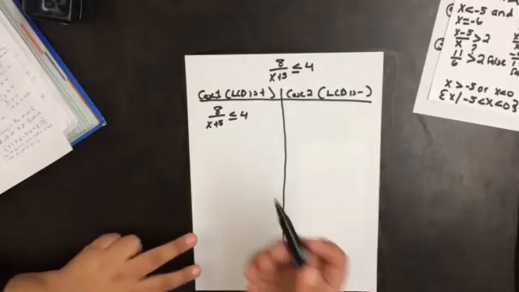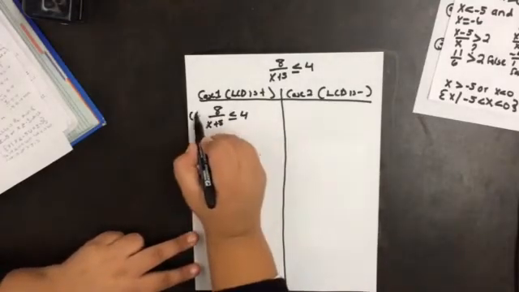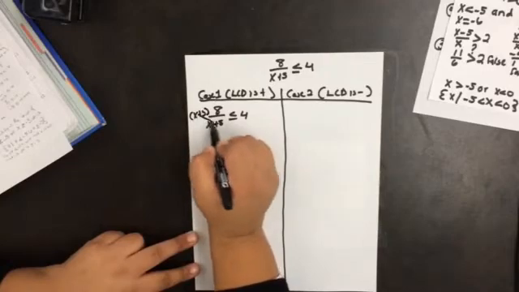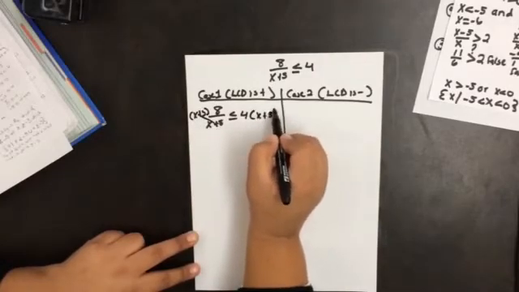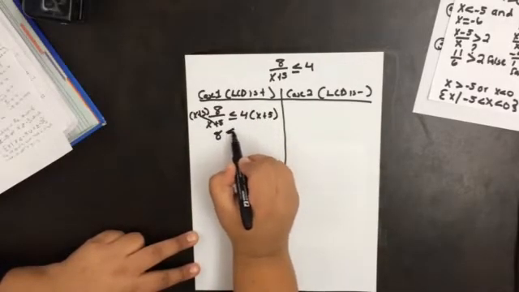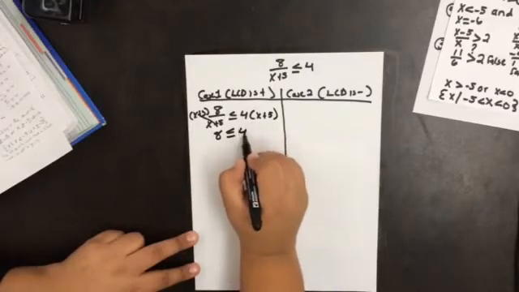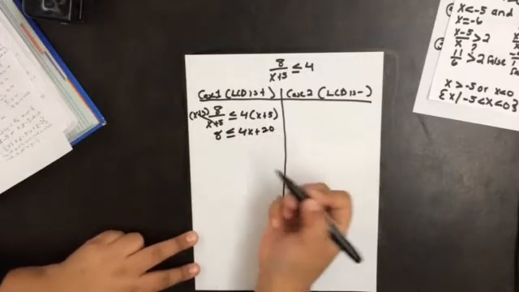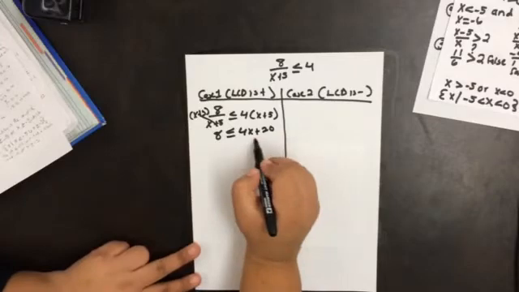So we're solving for x. Multiply both sides by x plus 5. So 8 is less than or equal to 4x plus 20. We want to isolate our x, so I'm going to subtract 20.